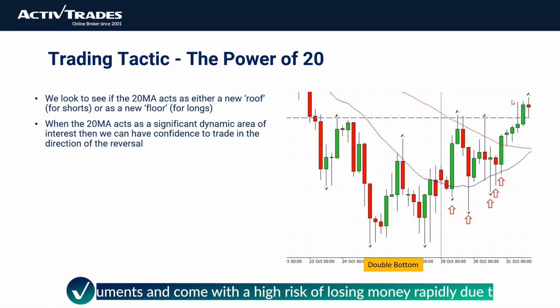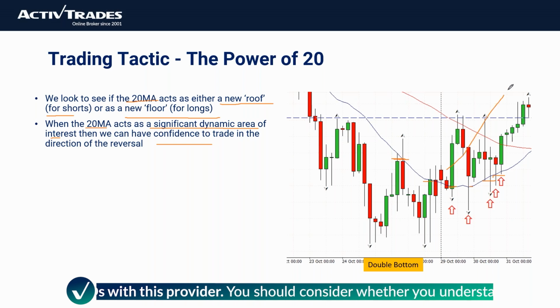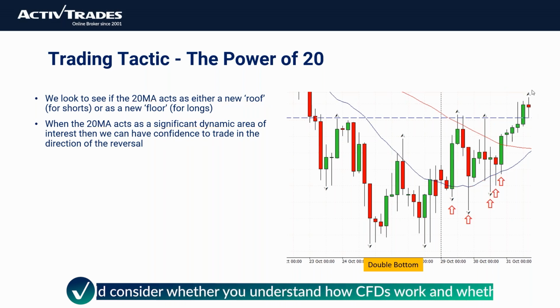So, as the slide says, we're looking for the 20 period moving average to act either as the new roof for shorts, or as the new floor for longs. In this case, we've gone from a roof to being the floor, to being the support. And as the 20 period moving average acts as a significant dynamic area of interest, we can have confidence to trade in the direction of the reversal and the likely new trend. This is another way of using that 20 period moving average. That's what we're particularly looking for.